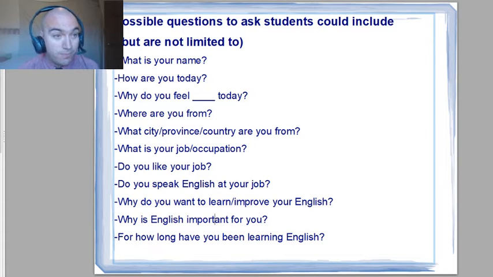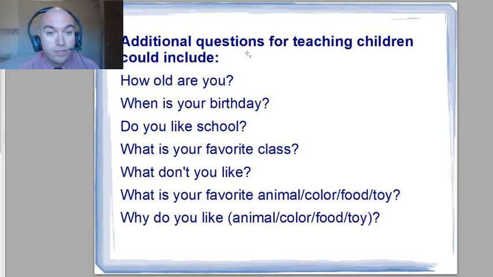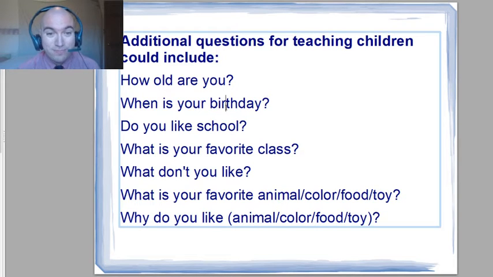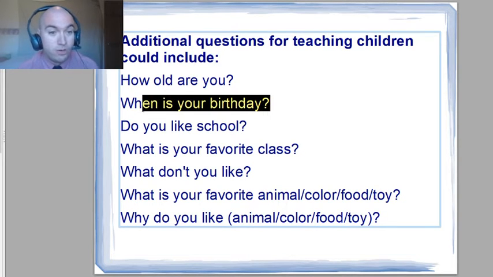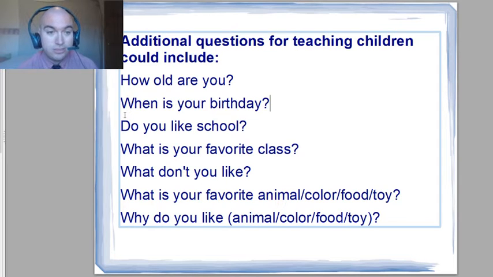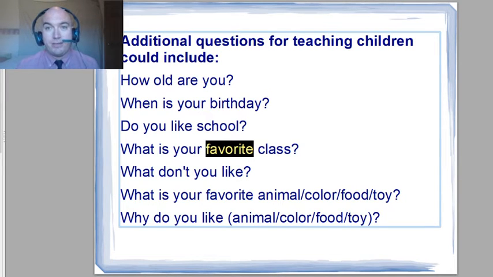You get the idea. There are a few questions that I like to use with children that I probably would not use for adults. How old are you? Obviously. When is your birthday? Now this is quite a difficult question for some of my lower level students. Do you like school? I like using questions with the word like or favorite. Okay, favorite is even better than like, because favorite makes my student not just say yes or no.